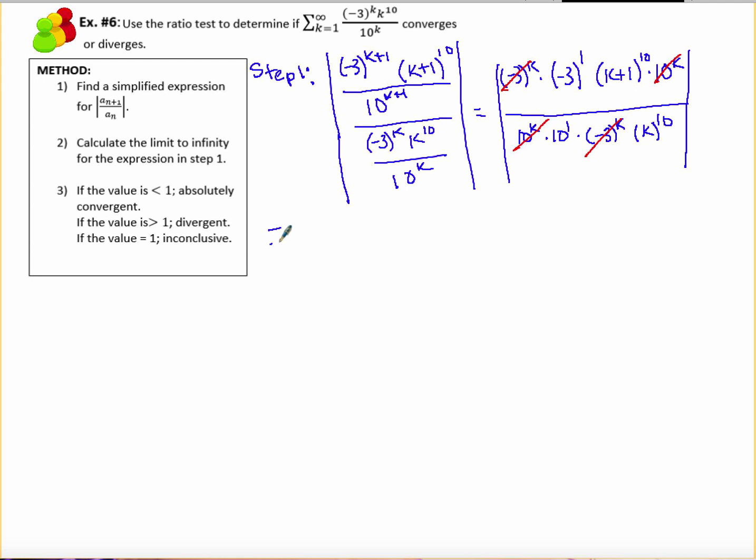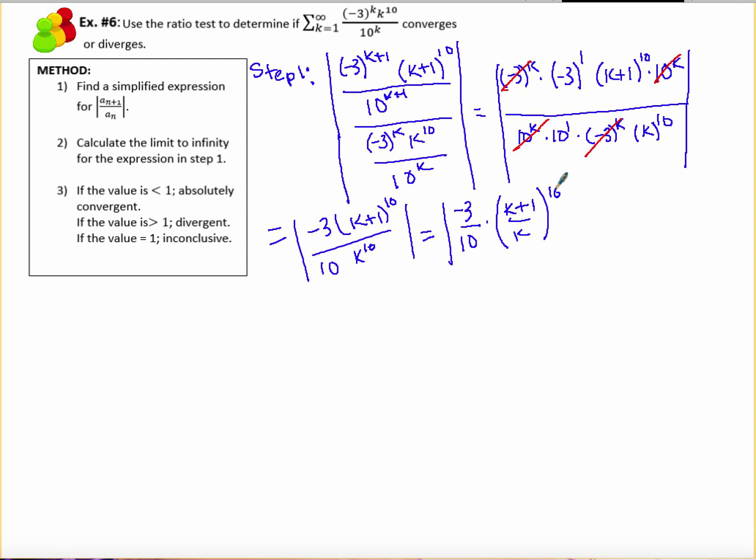Here we go. I've got the absolute value of (-3) times (k plus 1) to the 10th, all divided by 10 times k to the 10th. Oh, I love that. Do you guys see it? These both are being raised to the 10th power. So I can simplify this a bit more. I've got my negative 3 tenths, right? Times, since they're both raised to the 10th power, I can write them as a fraction. (k plus 1) divided by k, all to the 10th power.